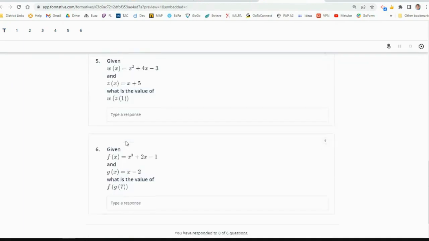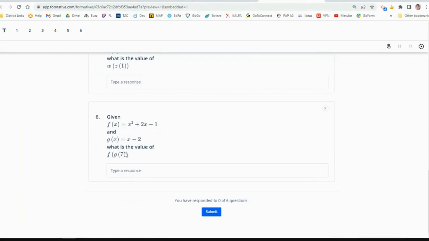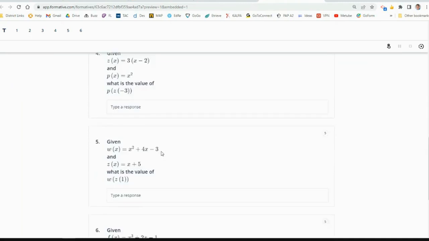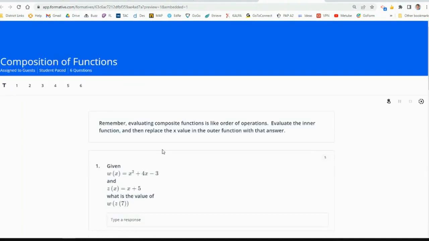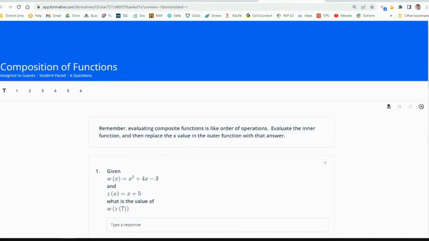So all of these are similar. They're just composition of function problems. And there's just 6 of them. They're worth 5 points each. It's a 30-point assignment. So just like our examples, you should be able to do that. If you have questions, you can go back and look at this video, look at our notes, see how we did that. You can always email me if you're stuck and can't figure that out as well.